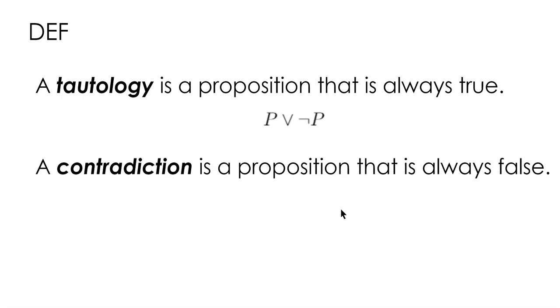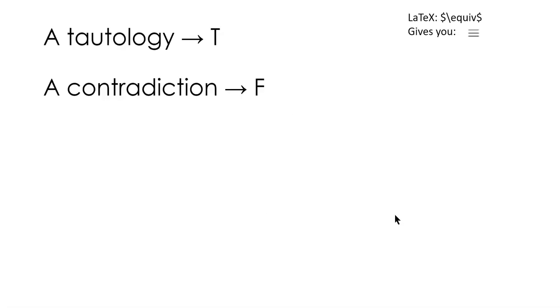Contradiction is something that is always false. On the same take, we're going to say P and not P. One of these is true, one of these is false, so the statement itself, P and not P, is never true. So it is a contradiction. So if I know something is a tautology or a contradiction, I can go ahead and replace the tautology with a T and the contradiction with an F, just to make our quote-unquote calculations easier.